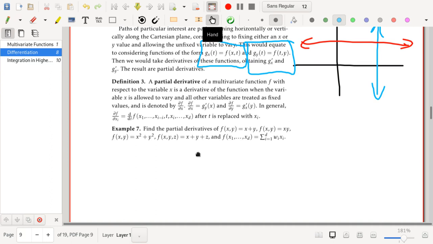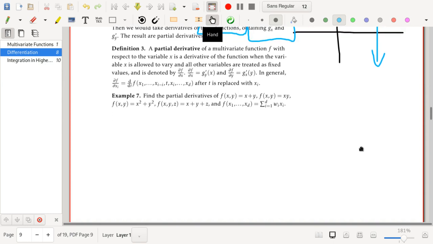And the results are what are known as partial derivatives. So a partial derivative of a multivariate function f with respect to some variable x is a derivative of the function when the variable x is allowed to vary and all the other variables are treated as fixed values. And we're denoting this by partial f over partial x. But in the two-dimensional case, partial f over partial x is g prime y of x, and partial with respect to y is g prime x of y. So this is for the 2D case.